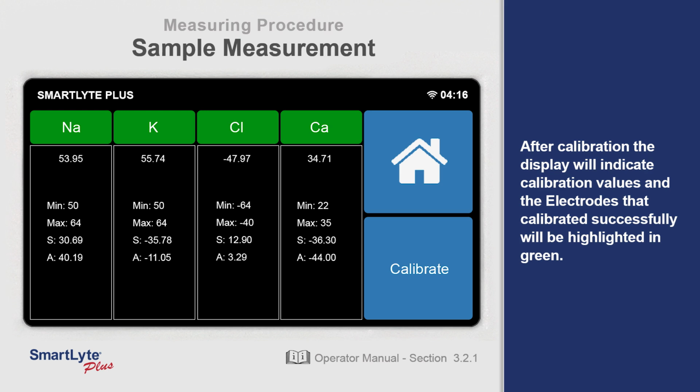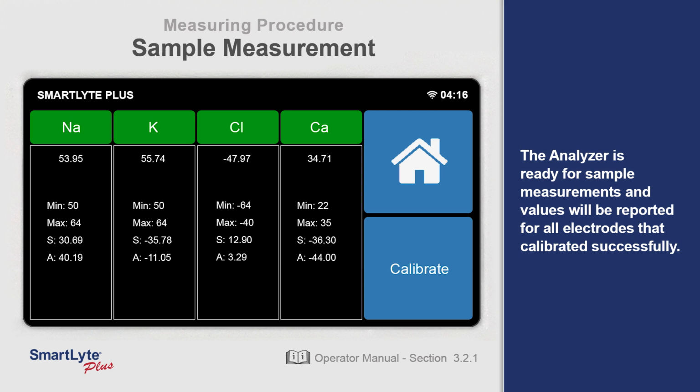After calibration, the display will indicate calibration values, and the electrodes that calibrated successfully will be highlighted in green. The analyzer is ready for sample measurements, and values will be reported for all electrodes that calibrated successfully.